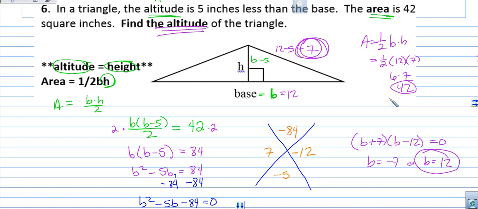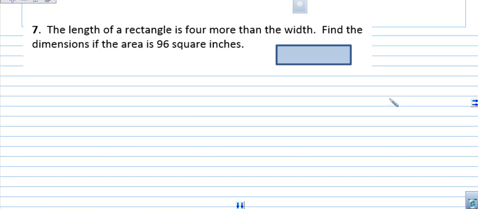Okay? On to question number 7. It says the length of the rectangle is 4 more than the width. Find the dimensions if the area is 96 square inches. Well, remember, area equals length times width of a rectangle. Okay? And so let's just label our sides. So we have the length here, we have the width here. And it says the length of a rectangle is, which means equals, 4 more than the width.